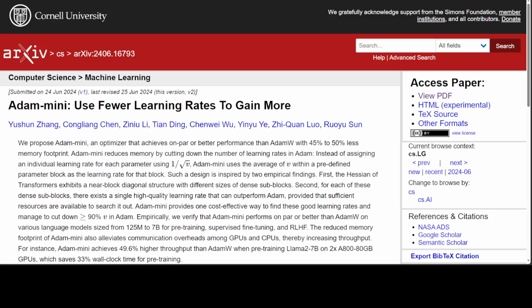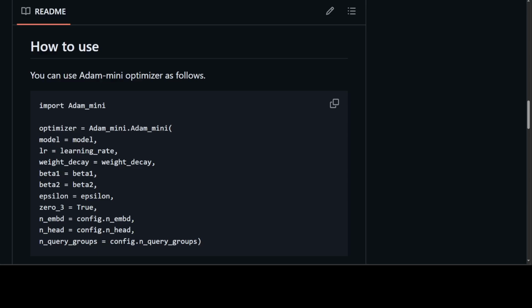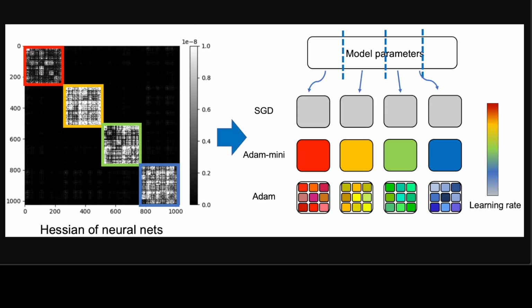That is where this research proposes Adam Mini, which is a new optimizer. Adam Mini partitions the model's parameters based on principles from the Hessian structure, and then it chooses a single learning rate for each block using the average of Adam's V in that block. Adam Mini has various advantages. For example, Adam Mini is lightweight. By design, Adam Mini largely reduces the number of learning rates used in Adam.